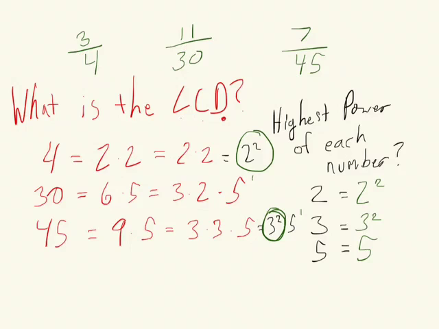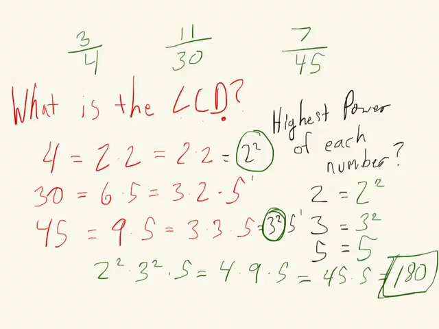So this means that my lowest common denominator is when I multiply these three numbers. So it would be 2 squared times 3 squared times 5. This is going to be 4 times 9 times 5, which comes out to 45 times 5, which equals 180. So your LCD is 180.